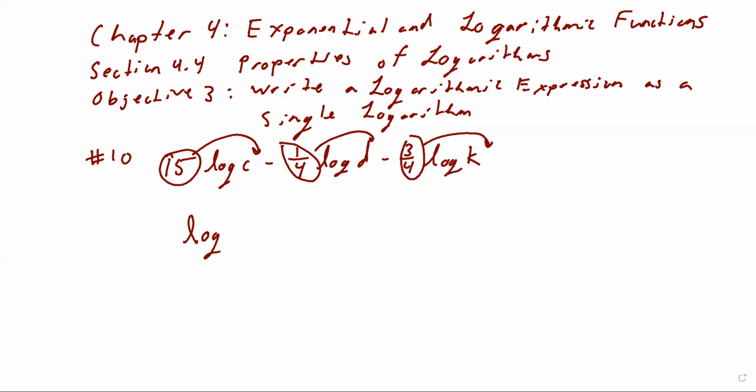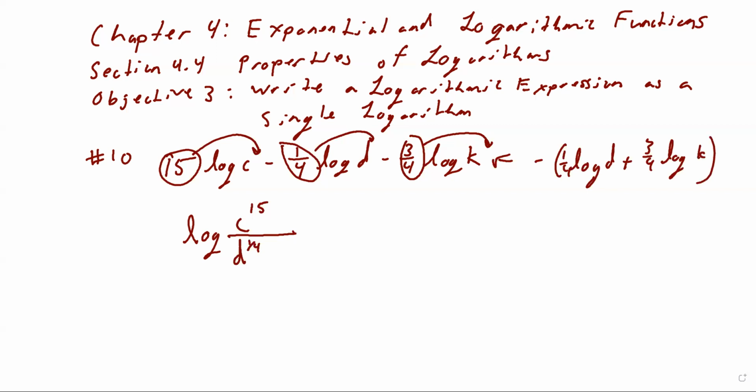All right. So then I can kind of start writing it. This is going to be a C to the 15th power. And what does minus mean? Division. Then I have a D to the 1/4 power. But what do I do with this K? Should it be divided again? It'd be multiplied, because if you remember, this is the same thing as if I did negative 1/4 log D plus 3/4 log K. All right. Where you just distribute that negative and you get to this point.